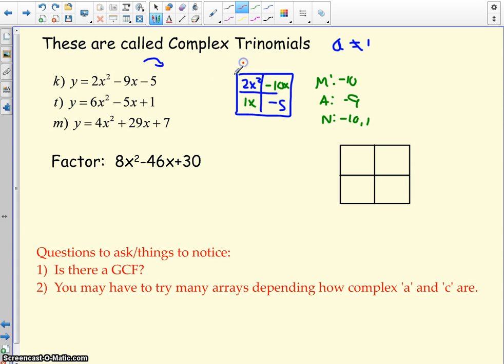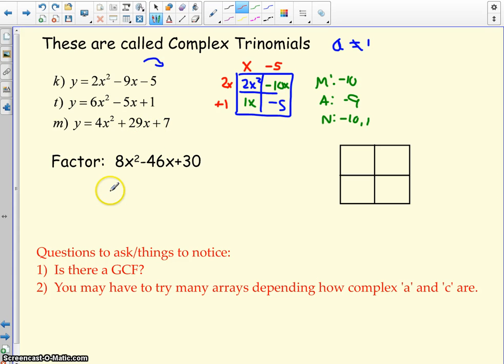So depending on how complex your a and c values are, you may have to try a few different arrays out here to get it to work. But once you have one that works, for example, 2 goes into negative 10 5 times, so I have minus 5 here. x times what gives me 1x is going to be plus 1. So that's giving me my factored form of 2x plus 1, x minus 5. But you have to try a few different arrays to make that work.